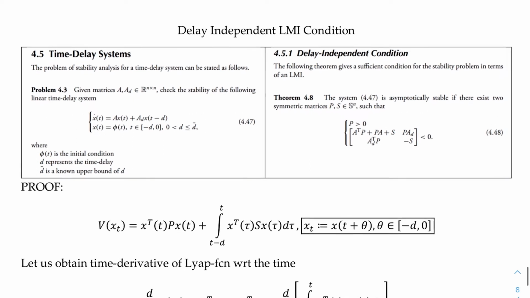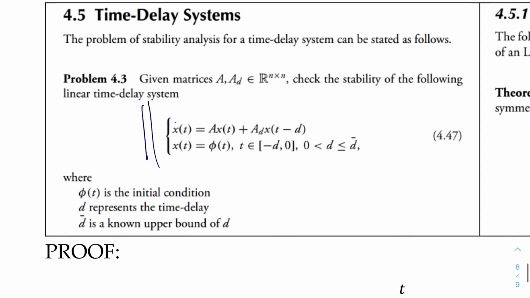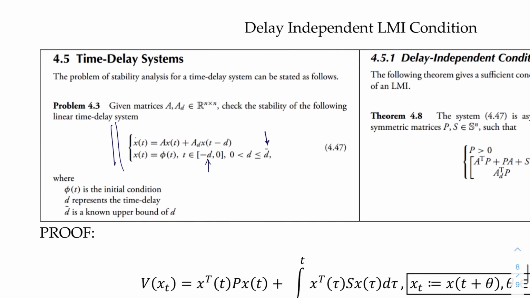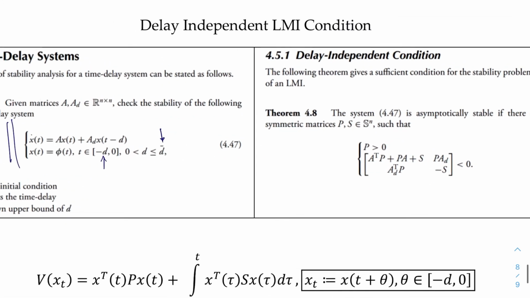Delay independent. Okay. This is the typical state space representation for time delay systems. Okay. Here we can see that. And also d is a positive number, right? And this d bar is the maximum delay, right? Okay. And the delay independent LMI condition.